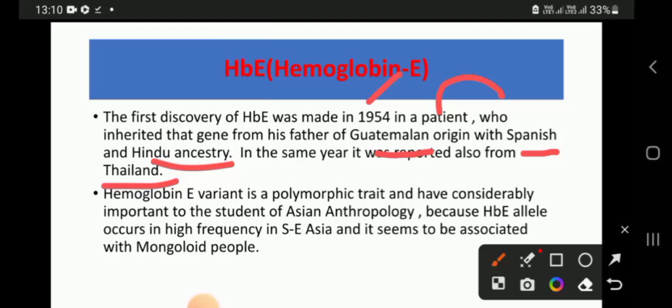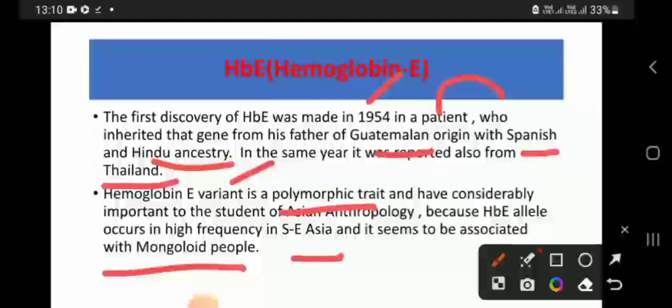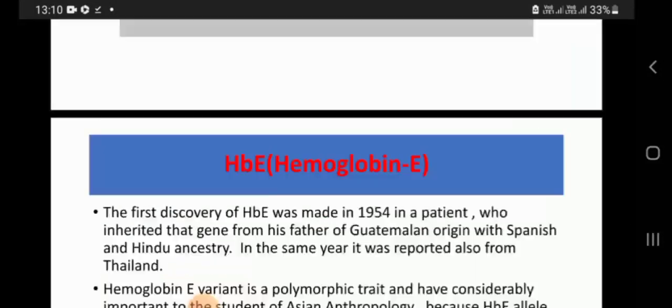Hemoglobin E variant is a polymorphic trait and considerably important for Asian anthropology because it is frequently seen among the people of Southeast Asia and associated with Mongoloid people. So these are some important short questions also. Next.